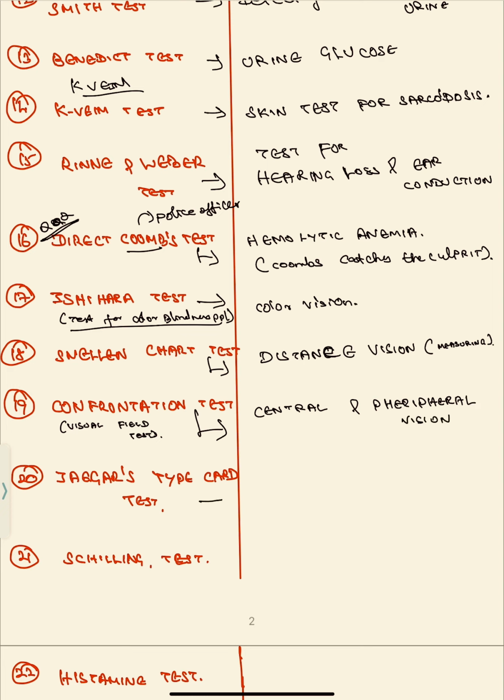Jaeger's type chart test. What is the Jaeger's type chart test? Let's see, expecting 2024 December. Jaeger's type chart test is used for testing near vision. Near vision.